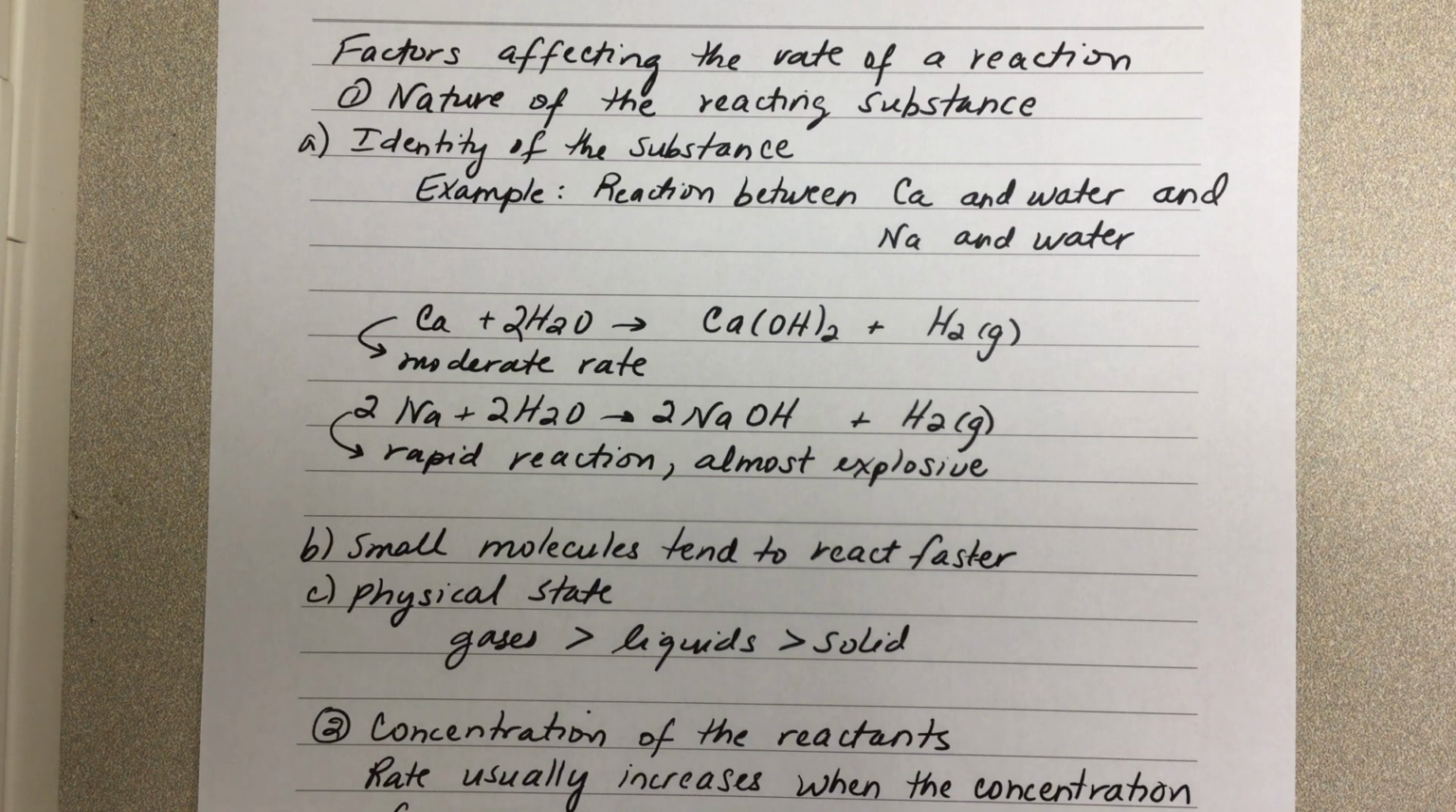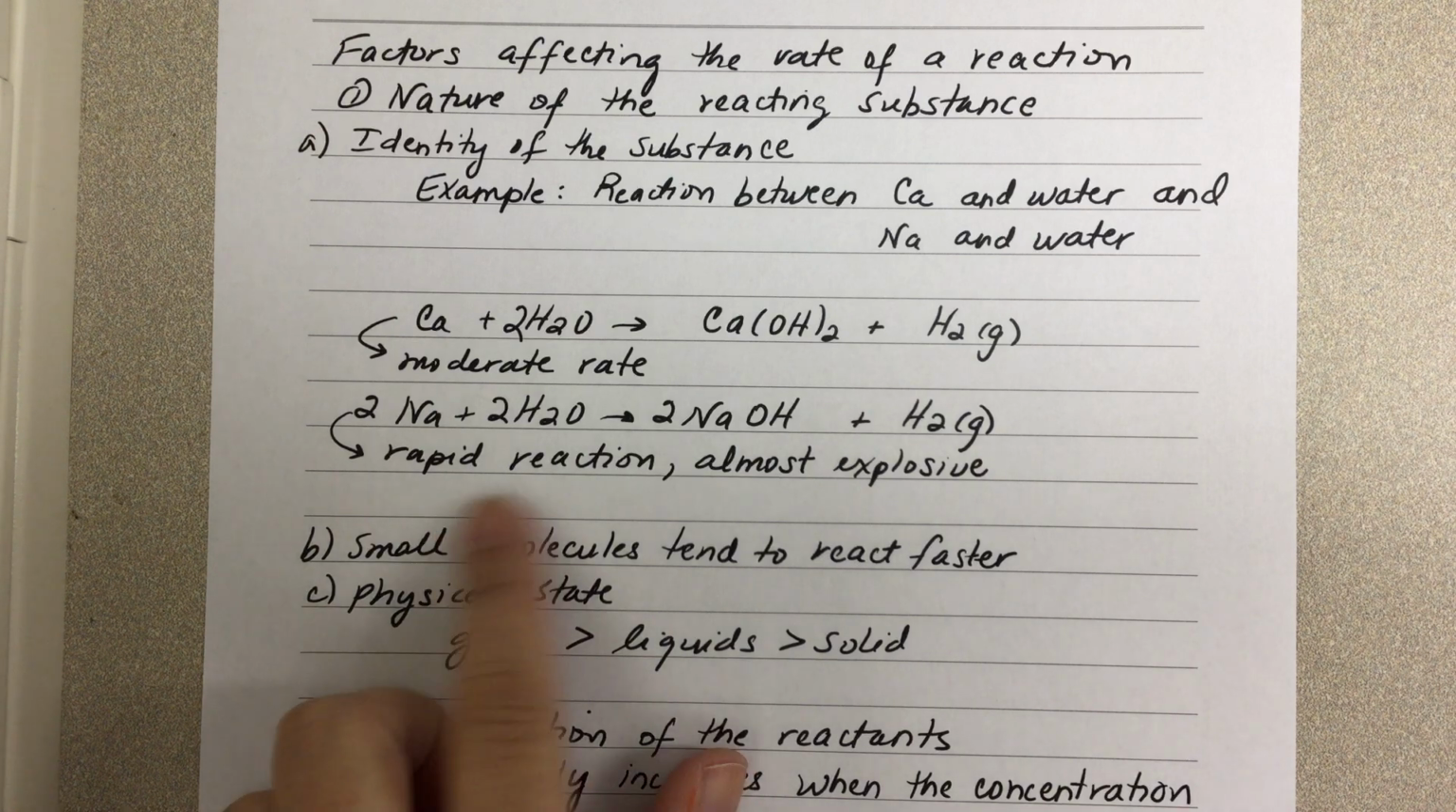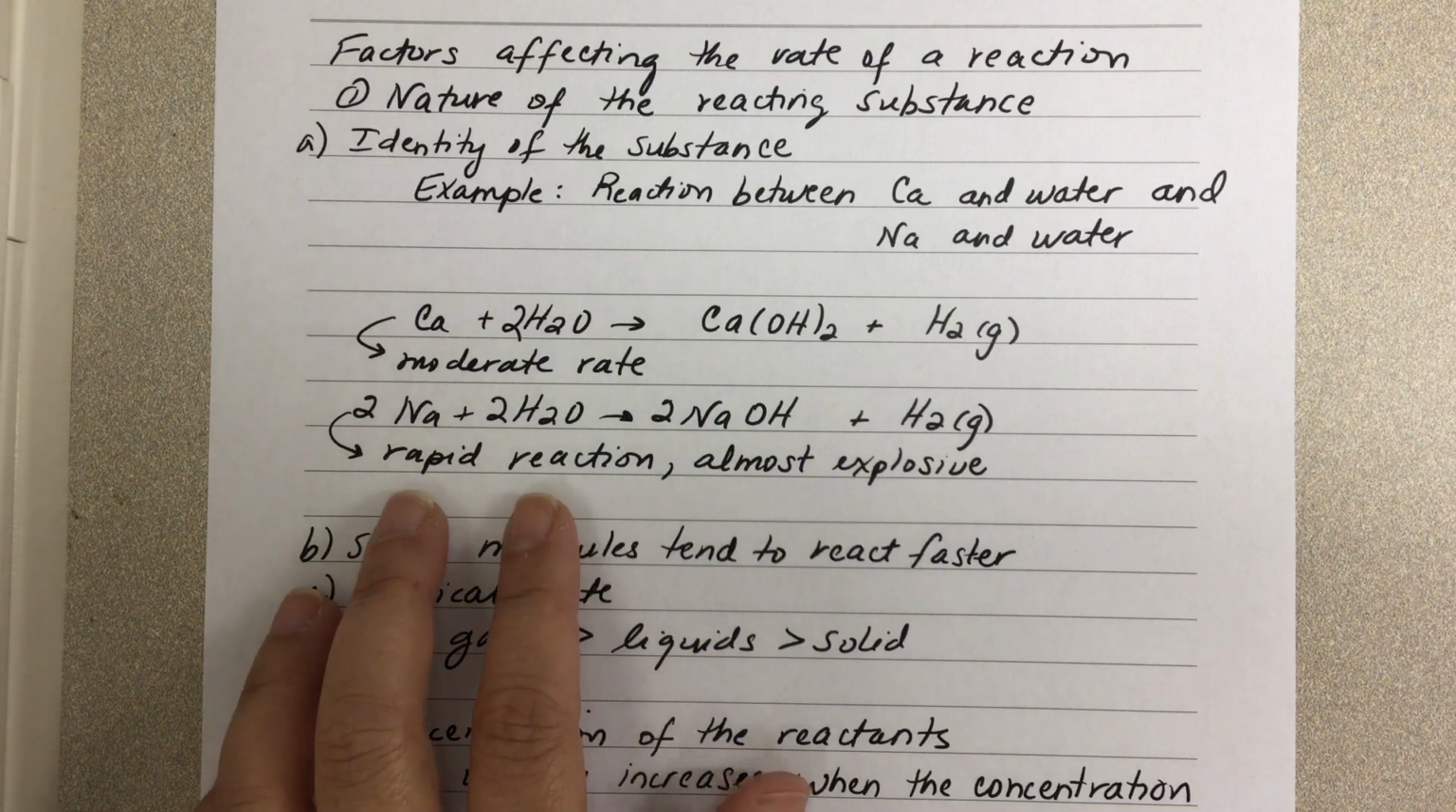So I have 4 different things. The first one is the nature of the actual reactant. And for that one, we can think about different things. The identity of the substance, because you have things that are more reactive than others. I'm giving you one example. Your elements, calcium and sodium, have a very similar reaction with water, but the rate of the reaction is very different among them. Based on where sodium and calcium are in the periodic table, we know that sodium is more reactive than calcium, which means that you're going to get a faster reaction for sodium.